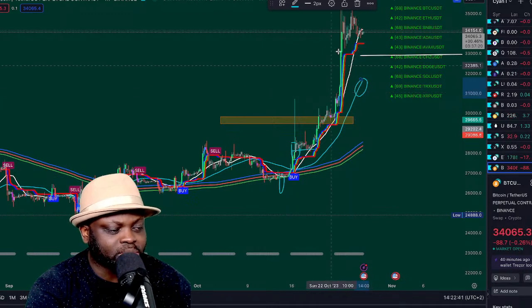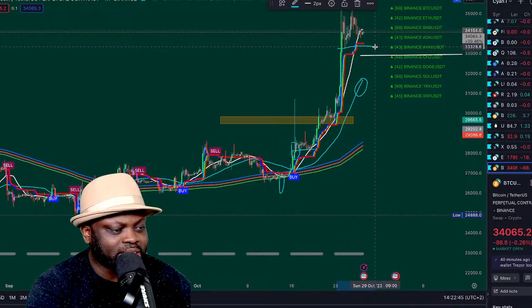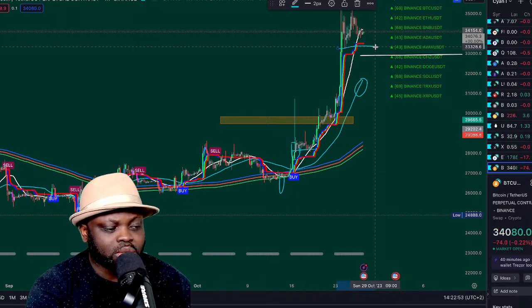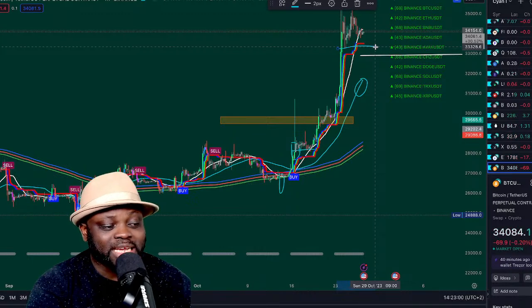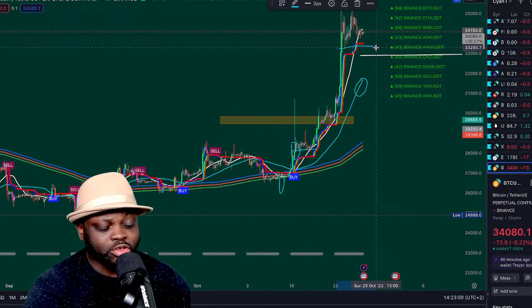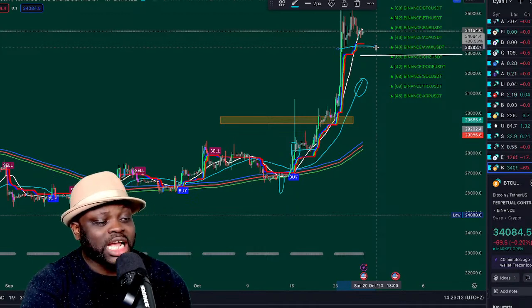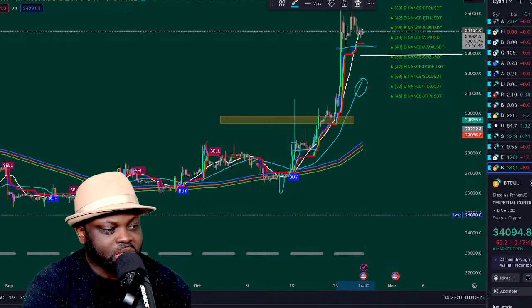And usually price has to break this zone here, this area here. If we want to confirm a downtrend, then we have to see a break of structure before price gets to the 50-day moving average. But if price gets to the 50-day moving average and there's no break of structure, then we can expect a continuation, a trend continuation. Yeah, a trend continuation. I think that's the right word to use in this case.